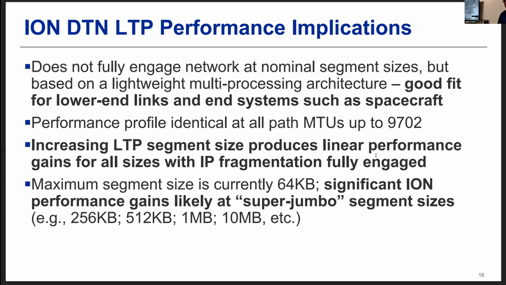If you wanted to go larger than 64K bytes, you'd have to send what we call super jumbos. And we think ION will find significant performance gains at super jumbo segment sizes. For example, a 256K byte packet, 512K byte, 1 megabyte, 10 megabytes. We can go as large as 4 gigabyte packets, making the packet size potentially identical to the bundle size. So this requires a new service called jumbograms, and I'll talk about that more in a bit.